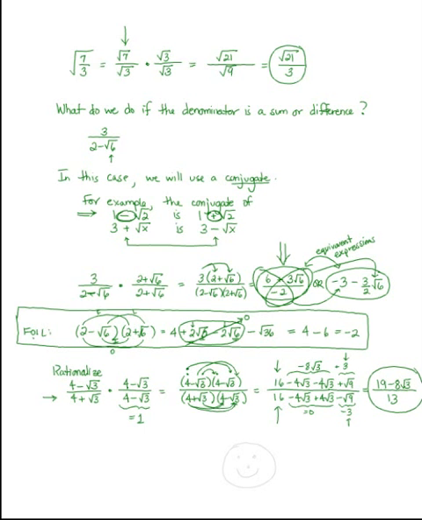There's no more reducing that we can do in this problem. 19 over 13 has nothing in common to reduce it. Negative 8 over 13 also has nothing in common to reduce it. So this is my final answer.